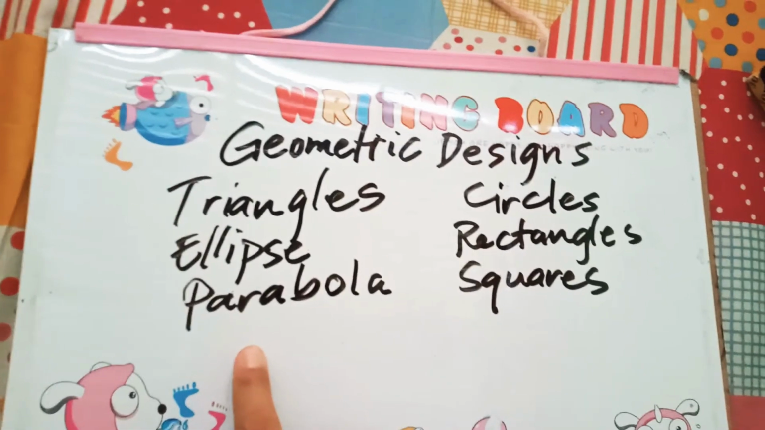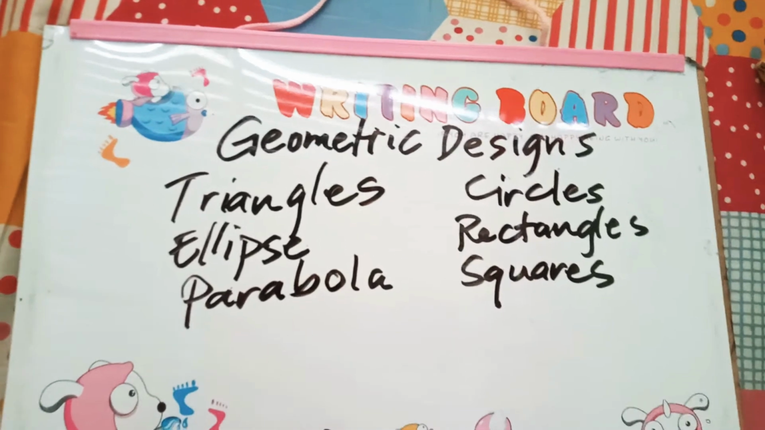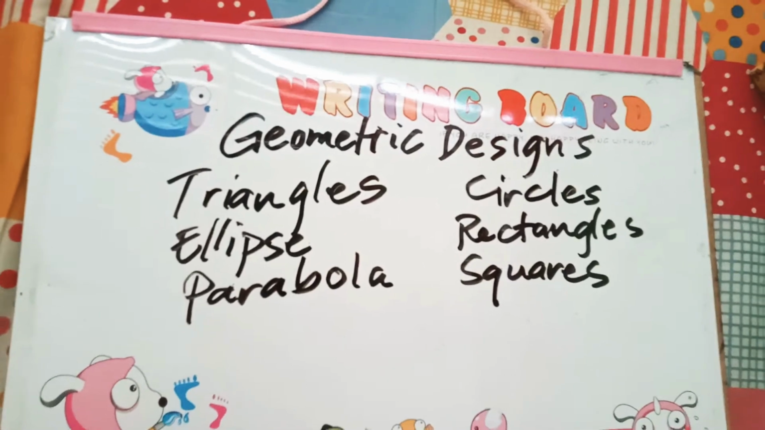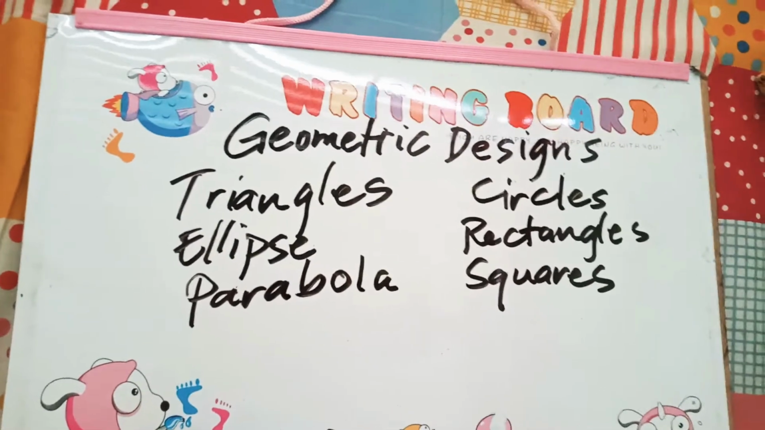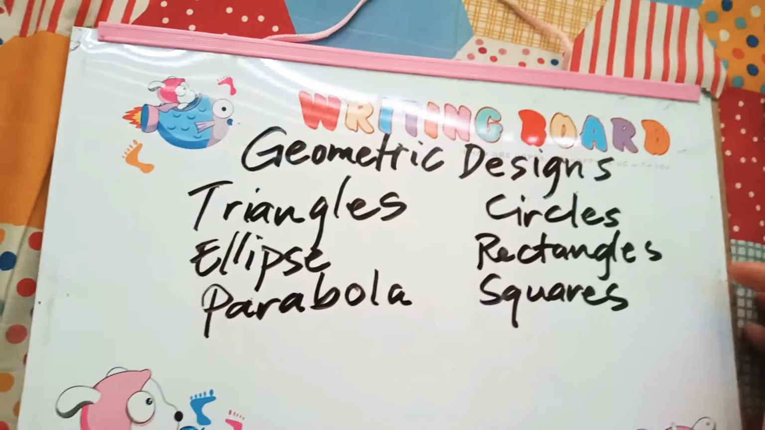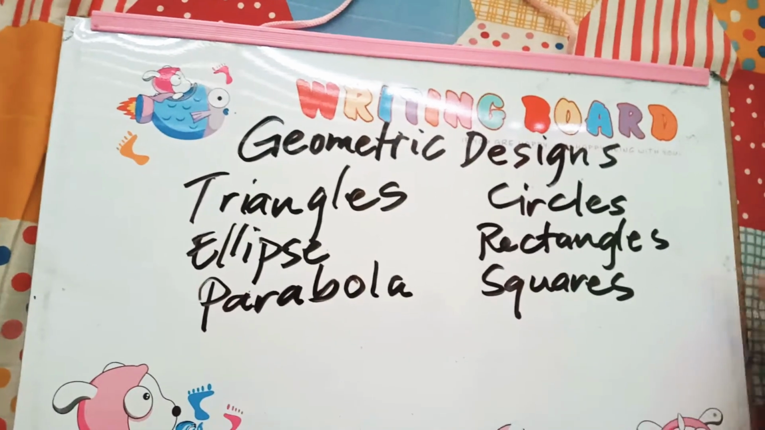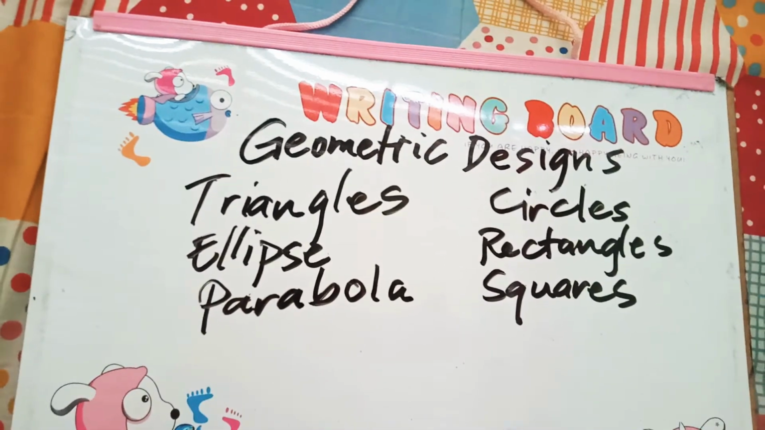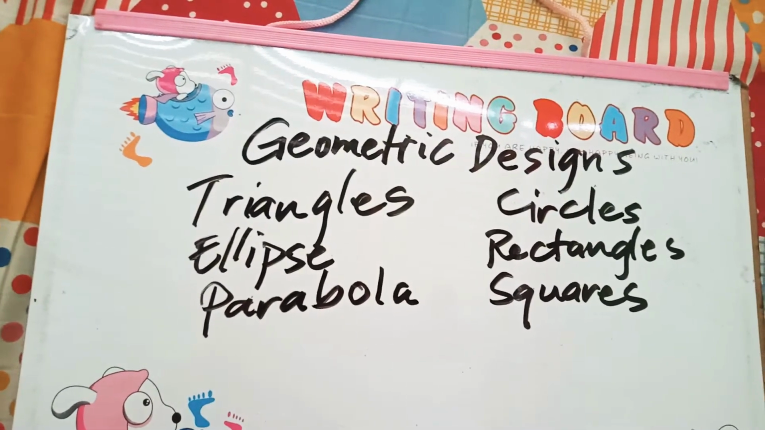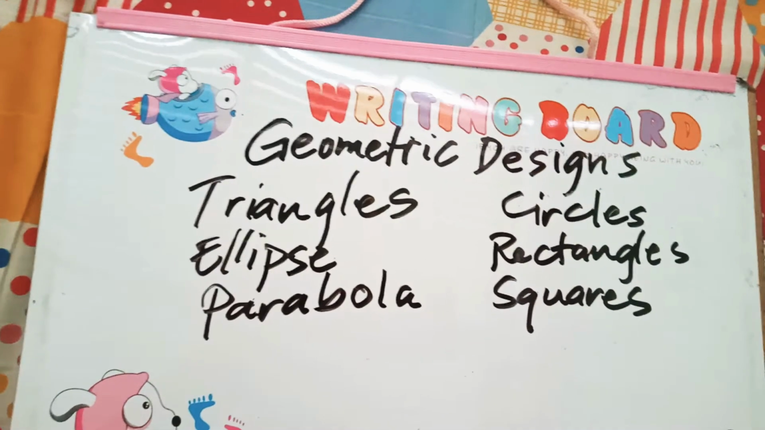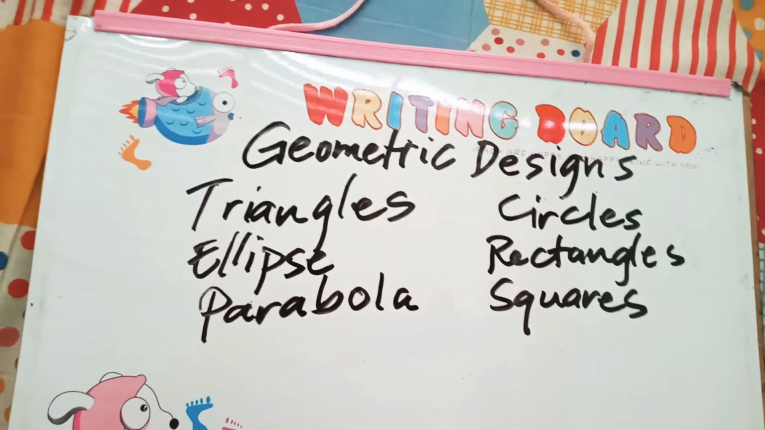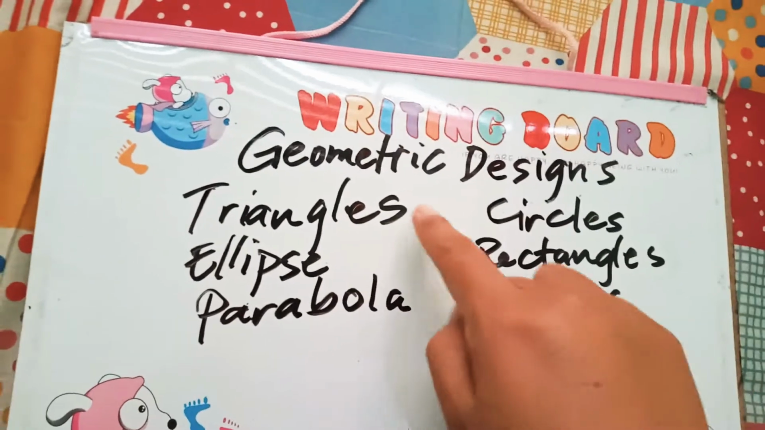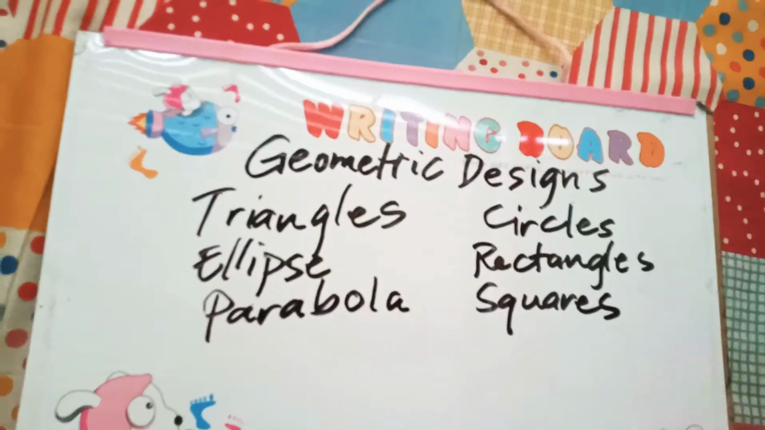Some shapes that we see in the surroundings are made up of composite figures that may be a combination of triangles, circles, rectangles, squares, and so on. It is important to know the properties of different fundamental shapes to be able to create and analyze geometric designs. So we will be talking first about the triangle.